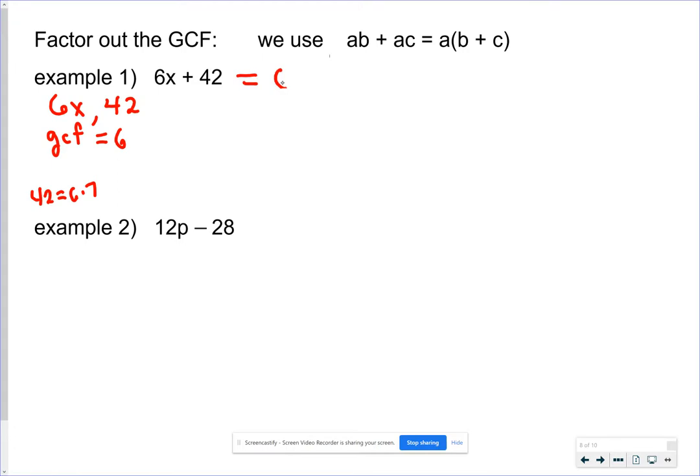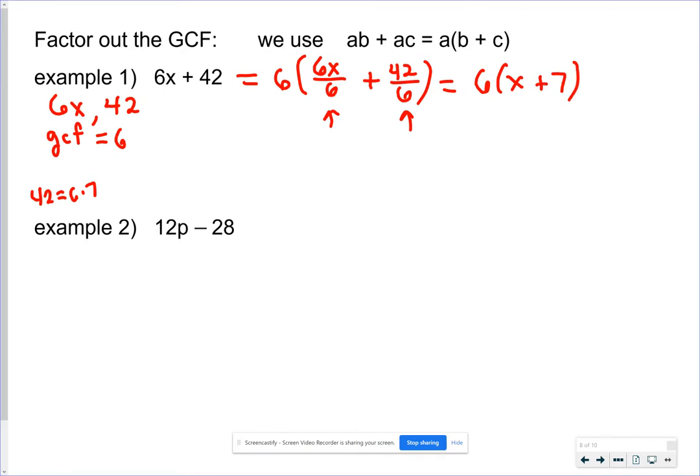We're going to take that GCF, pull it out in front of a set of parentheses, and inside we're going to do 6x divided by 6 and 42 divided by 6. If we divide out the 6 from here, we get just an x, and if we divide out a 6 from there, we get a 7. And that is our factored form. 6 times x plus 6 times 7 is 6x plus 42. It works.